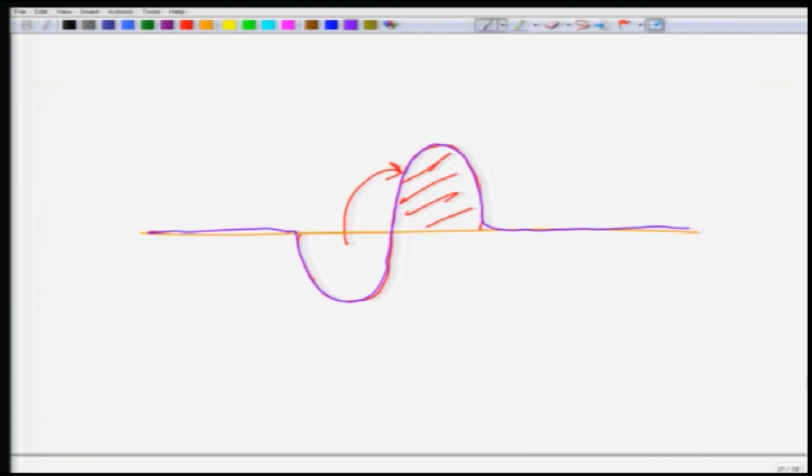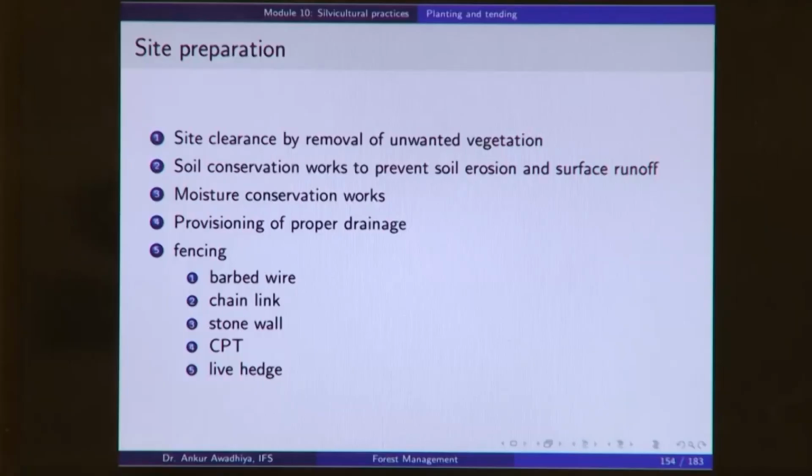Now, if you have a plantation here on this side, and if the cattle wants to move inside, then the cattle will have to negotiate this deep trench and also a wall in front of it. In a number of cases, the cattle are unable to cross these CPTs. So, CPTs are also used as fencing in a number of plantations.